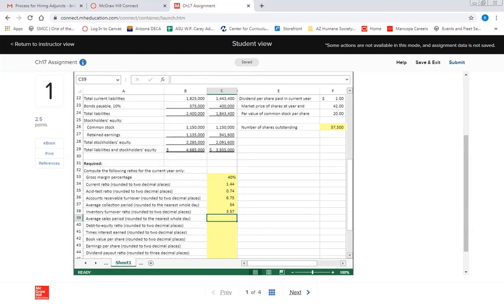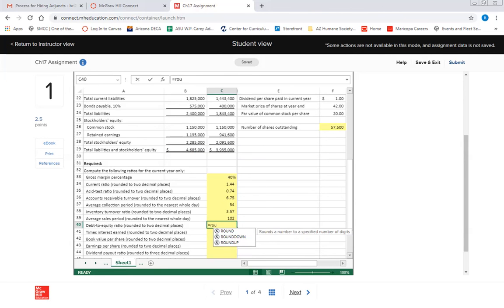Average sales period. All right, we're going to take the days in the total year and divide it by the inventory turnover. So again, we're going to round it. We're going to take 365 and divide it by what we just calculated. Oops, don't put that parenthesis yet. We're going to round it to 2 decimal places. No, rounded to the nearest whole day. So we're going to go ahead and hit that to the 0. 102 days.